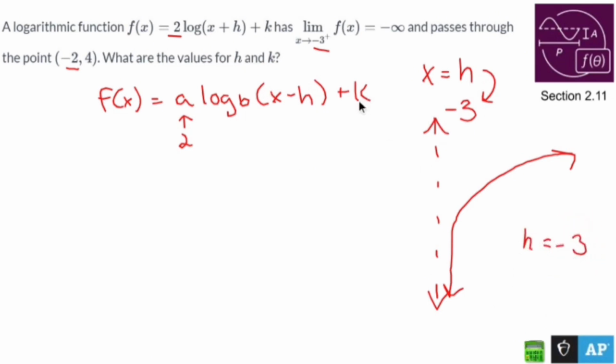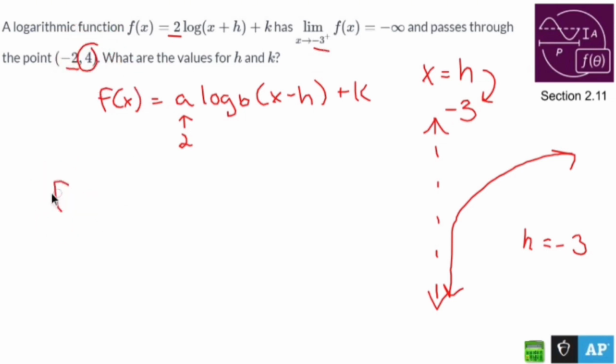Now, K is always going to be where your point is 1 unit to the right of the asymptote. It just so happens that -2 and -3 are 1 unit away from each other. And since -2 is 1 unit to the right of -3, that tells me that K is 4.